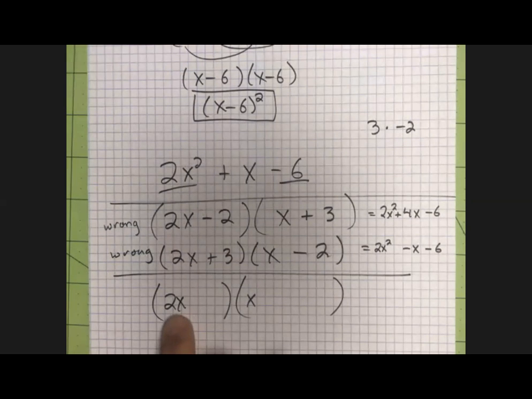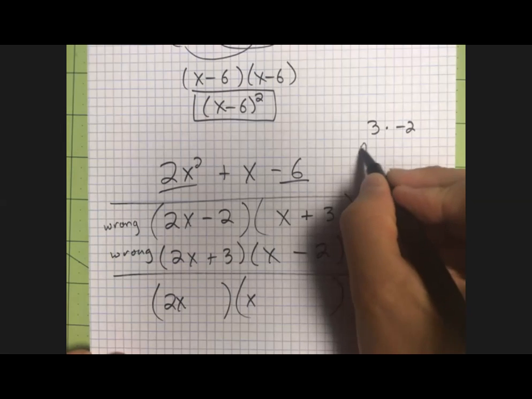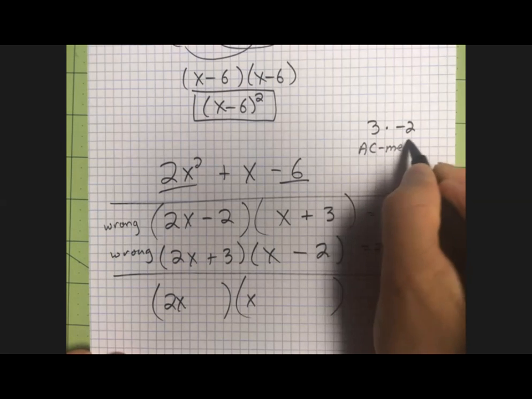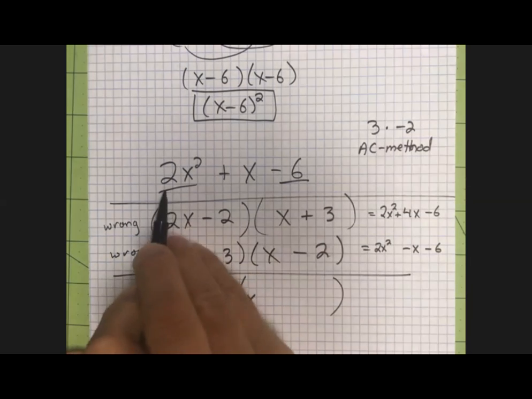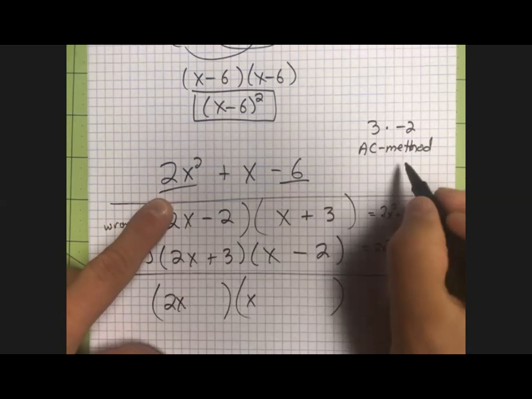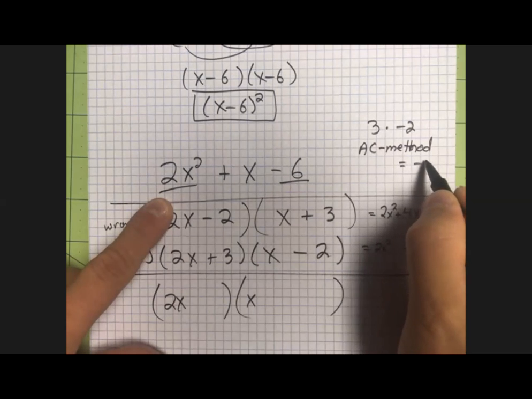Because they didn't work with this 2. So let me show you a silly, simple way to modify this argument. It's called the AC method. Multiply the first number and the last number, and you get -12, right?